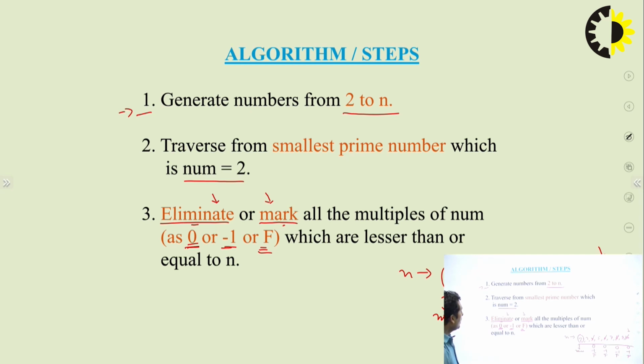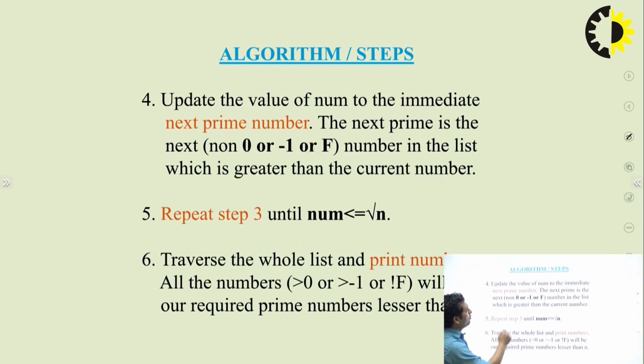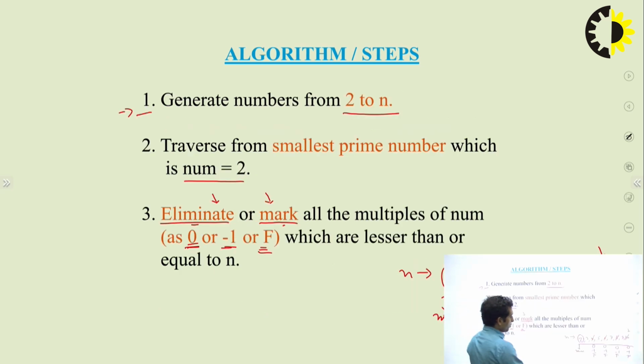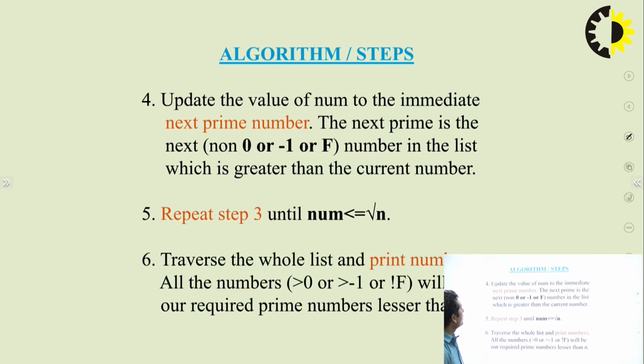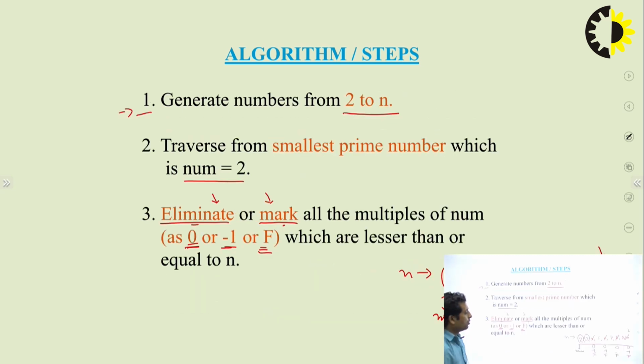Then update the value of num to the immediate next prime number. For example, we can choose the next prime number that is available, that is 3, and again update the value of num to the immediate next prime number. The next prime number is the next non-zero, non -1 or non-f value in the list which is greater than the current number, that is, not marked as 0 or some other value.